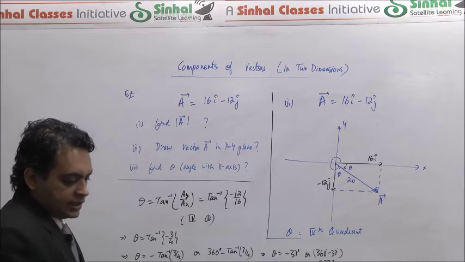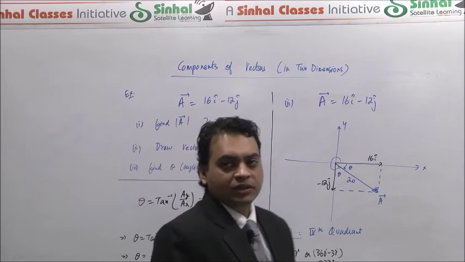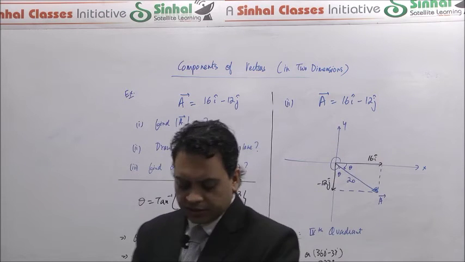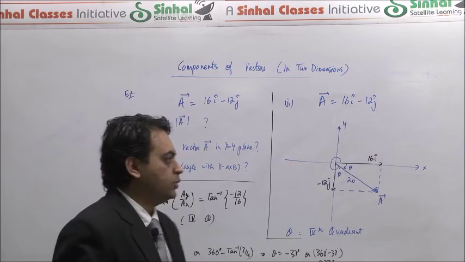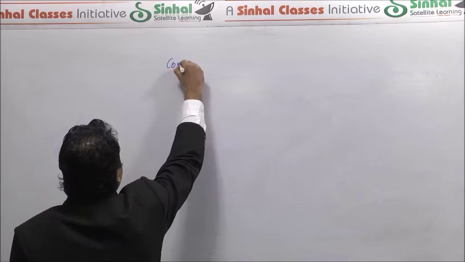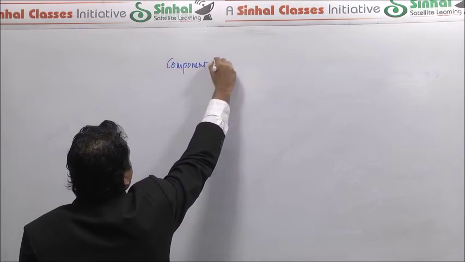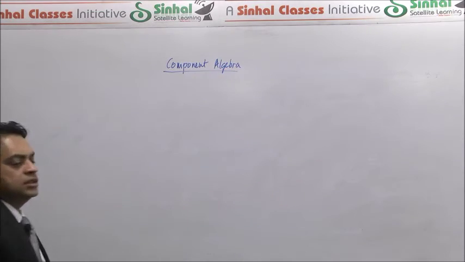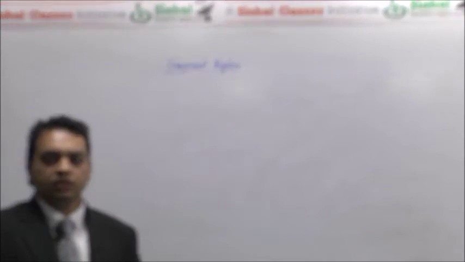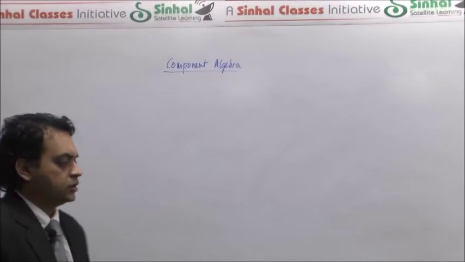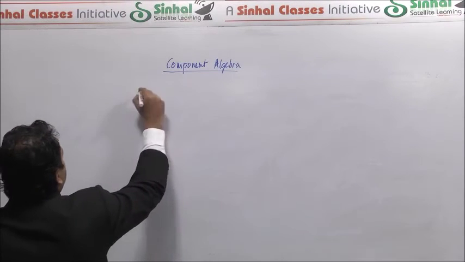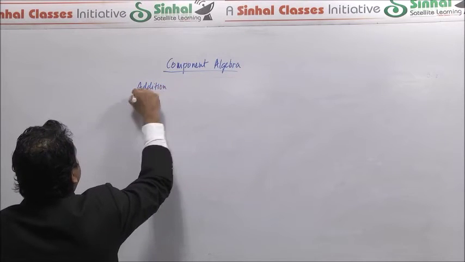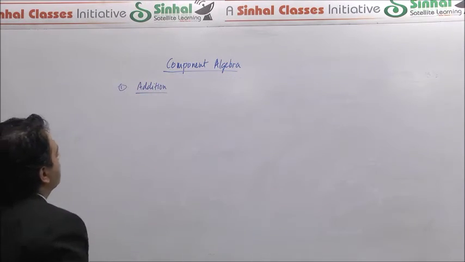Fine. So let us now take component algebra to the next level. That is, let's start understanding vector operations like addition, subtraction, etc., using component algebra. What we mean by component algebra is algebraic operations using the component notation of vectors. So, for example, addition. This is an addition to begin with.